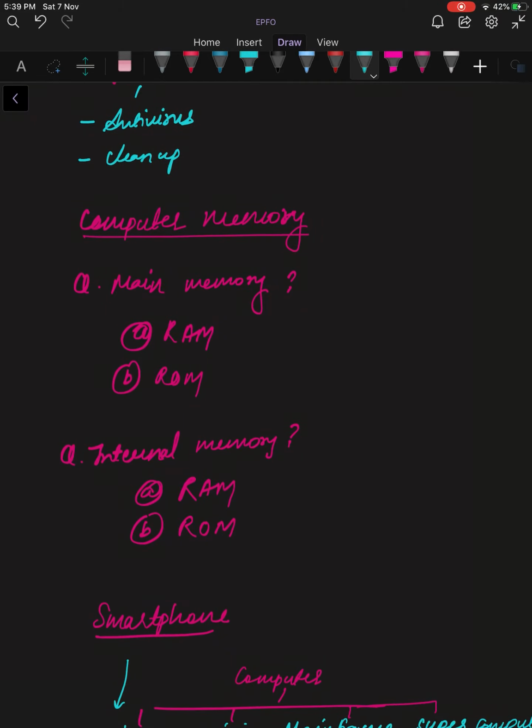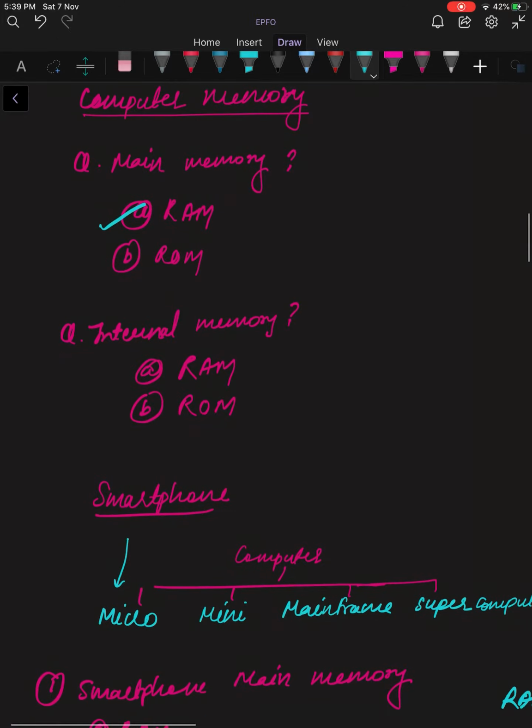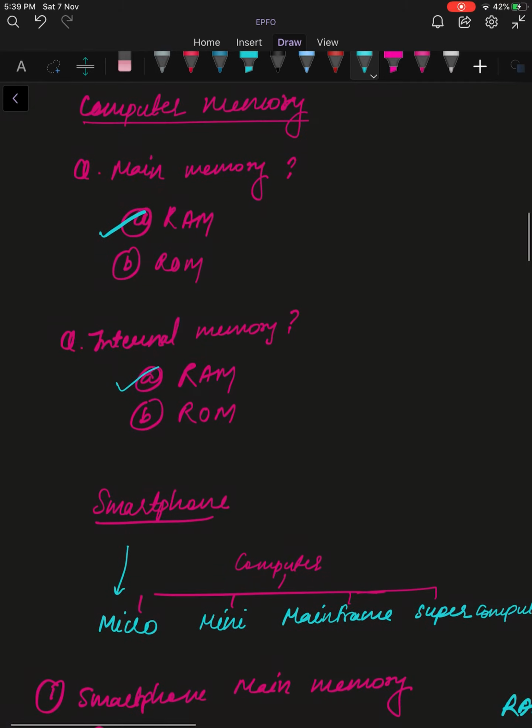So we'll learn about computer memory as well. For example, there is a question in the examination: which is the main memory in the computer? So RAM is the main memory of the computer. And which is the internal memory in the computer? Internal memory in the computer is RAM. So the answer to both questions, main memory and internal memory in the computer, is only RAM.